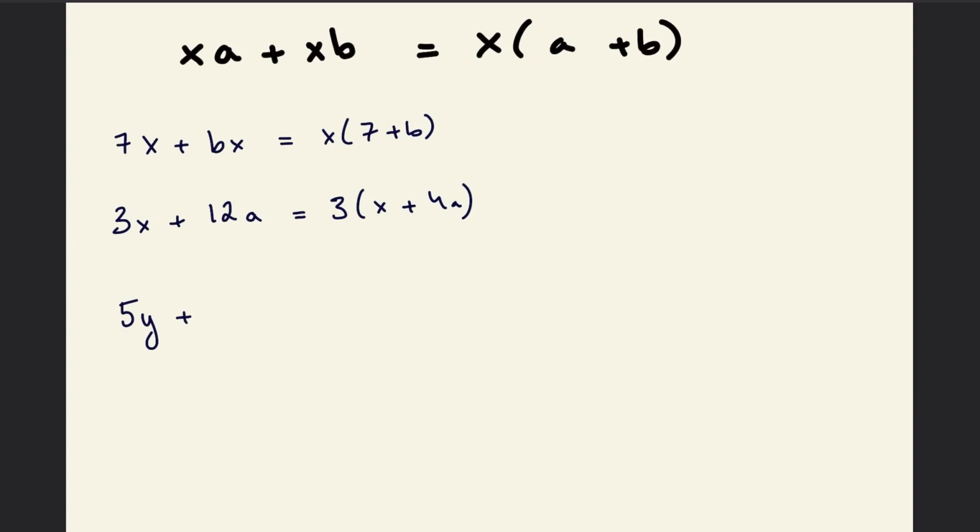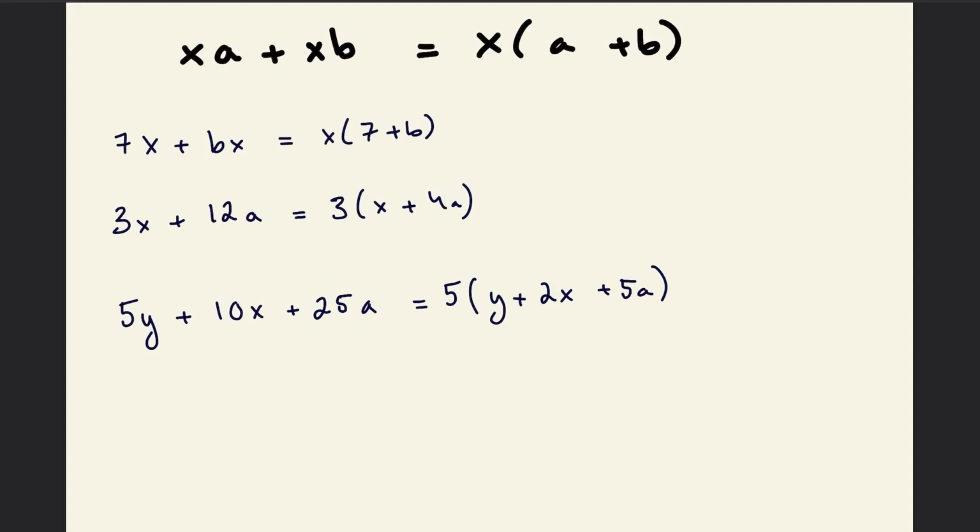And let's do a second example where let's say we have 5y plus 10x plus 25a. We can factorize this to be 5, because that's the common factor, y plus 2x plus 5a, right? If we take 5 out, we basically divide everything by 5. If we divide this by 5, we just get y. If we divide this by 5, we just get 2x. And if we divide the last term by 5, we get 5a, right?